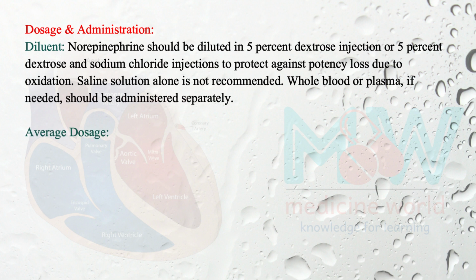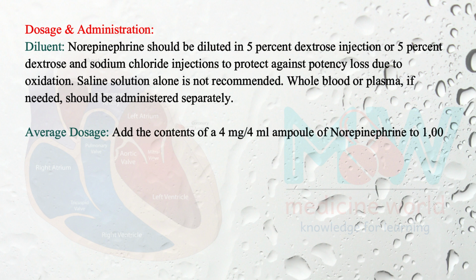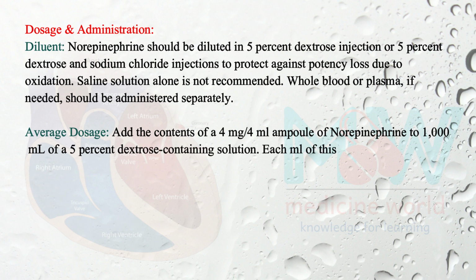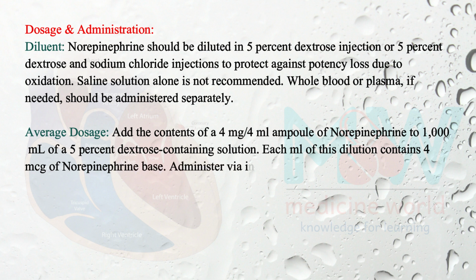Average dosage. Add the contents of a 4 mg/4 ml ampoule of norepinephrine to 1 liter of a 5% dextrose containing solution. Each ml of this dilution contains 4 mcg of norepinephrine base.